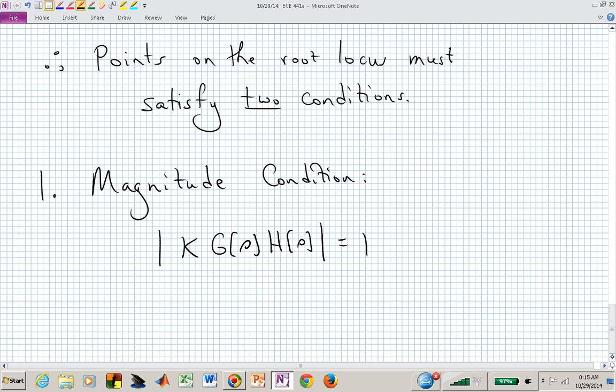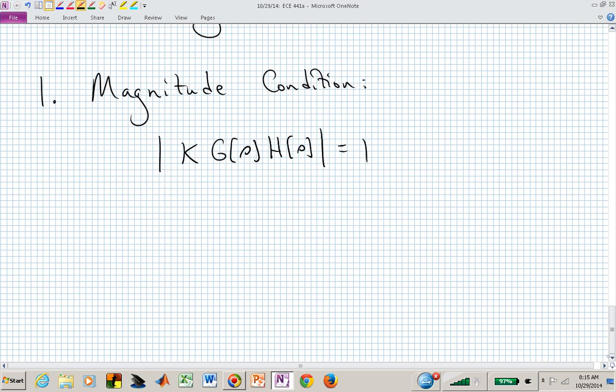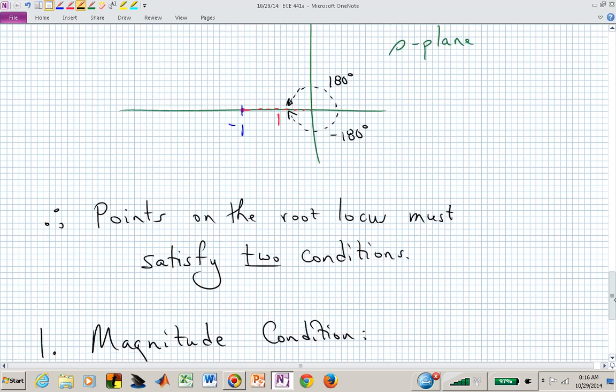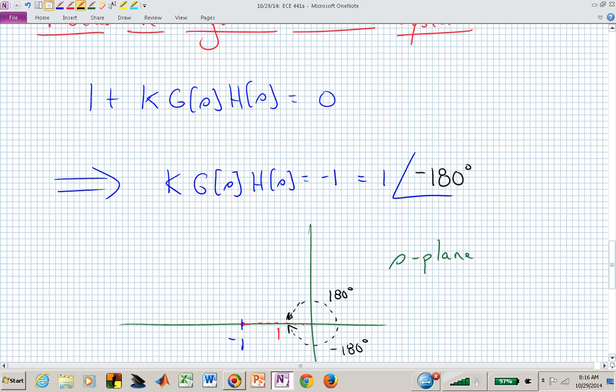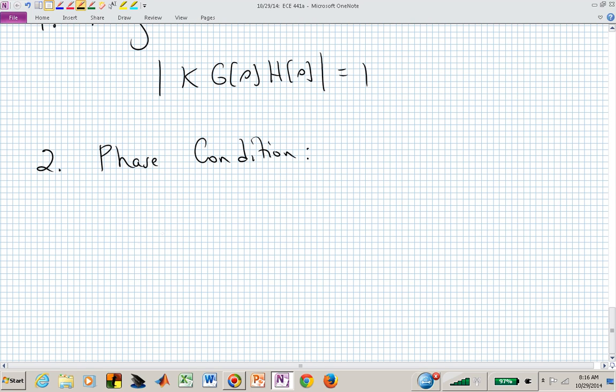The other condition we will just call the phase condition, or I may call it the phase angle condition. And this one now says that we need the angle of that left-hand side to be equal to the angle on the right-hand side. And the angle on the right-hand side is minus 180. The phase condition then says that the angle of K, G of S, H of S is equal to minus 180 degrees.